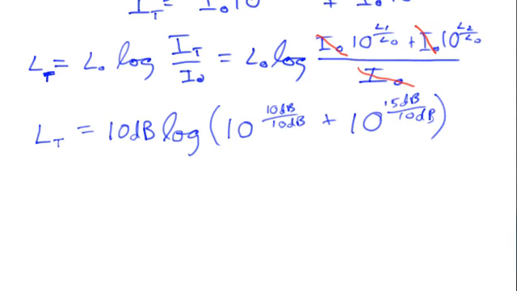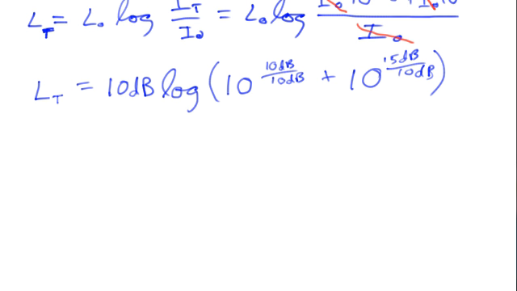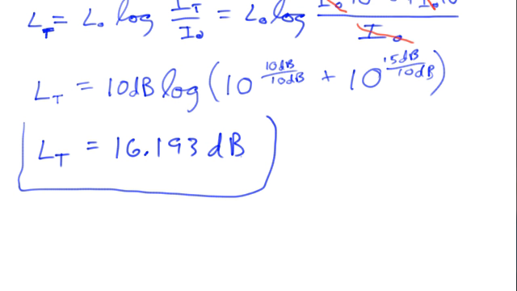So LT, go ahead and plug all that into the calculator, and I get 16.193 decibels as the intensity level of the total. So just not very much more than 15 decibels, even though there were two sound sources there.